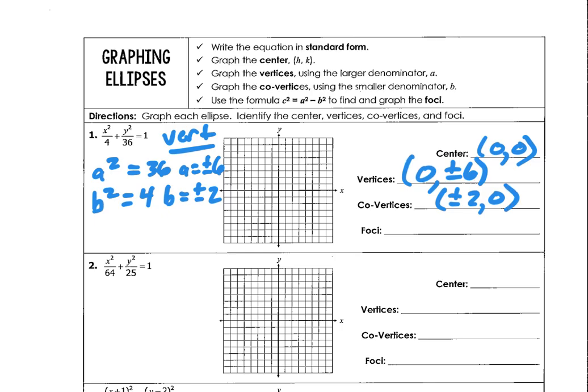I'm going to finish out with the foci at the very last, but I'm going to go ahead and start graphing this just so we can start to see the graph a little bit. So we're going to go up 6. We're going to go down 6. We're going to go right 2. We're going to go left 2. And we're going to make our ellipse. If you wanted to, you could put your center in the middle at 0, 0.